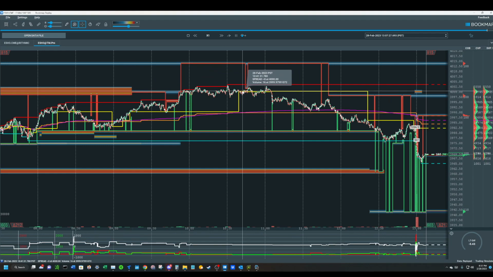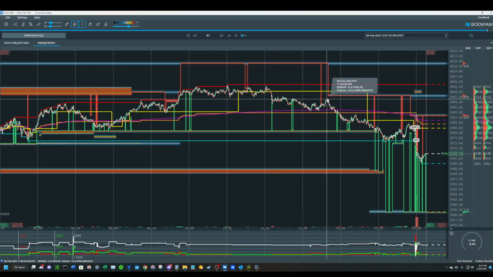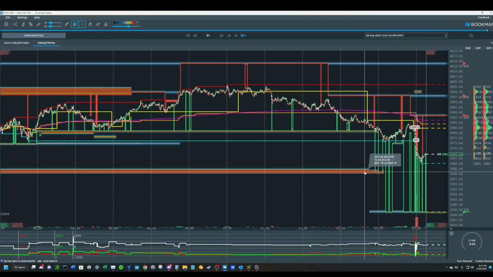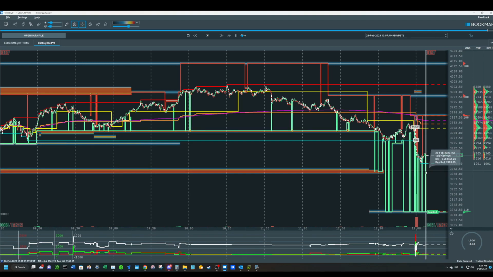So you have your VPOC right at 4,000. That's been like a fractal number. Price has been going back there over and over, and then we had this down here at 60. At the end of the day, it went down here, pretty close to it. Not all the way there.